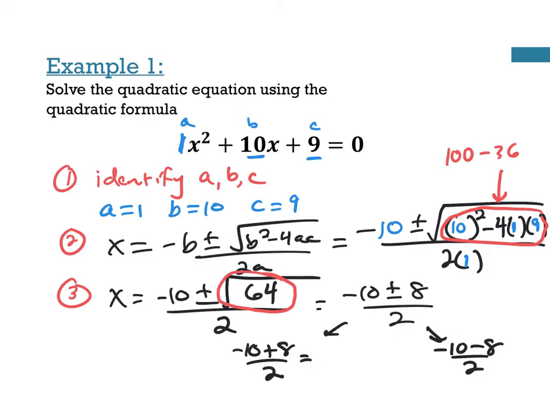And so if I work that operation, negative 10 plus 8, well, that'd be negative 2 divided by 2. Negative 1 is one answer here. And then if I do negative 10 minus 8, that's negative 18 divided by 2. Negative 9 would be the other solution there. So my two answers are negative 1 and negative 9 here. And again, another way to check is you could always plug those back into the original to see if it equals 0 there. It's a good way of checking.